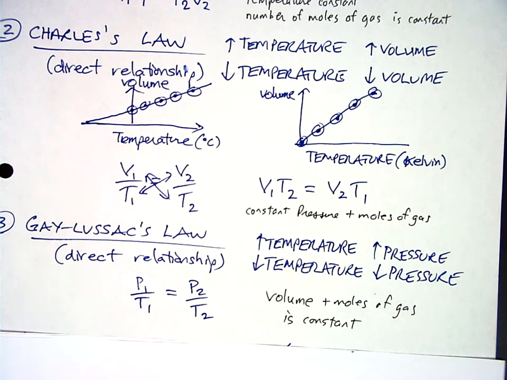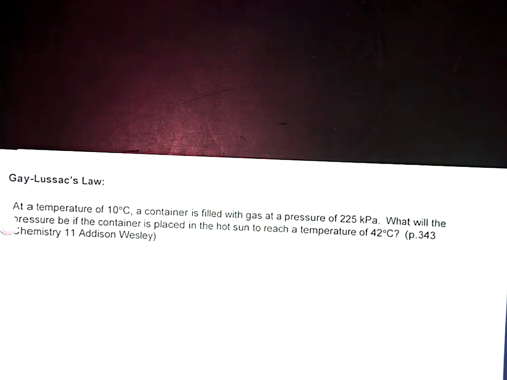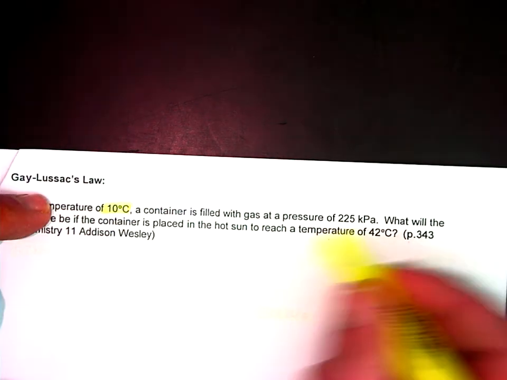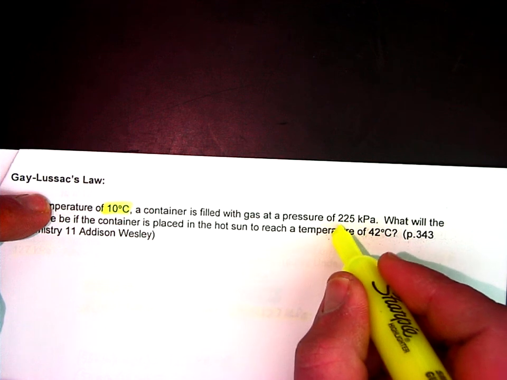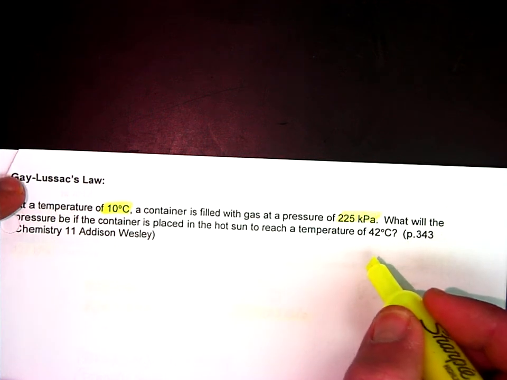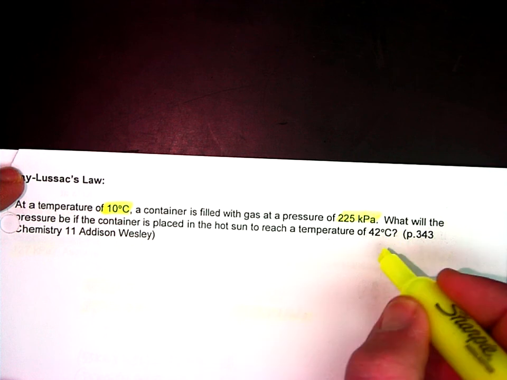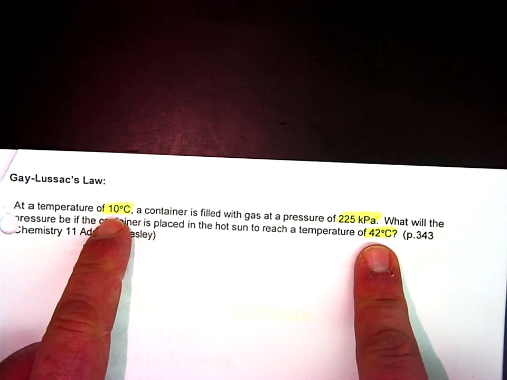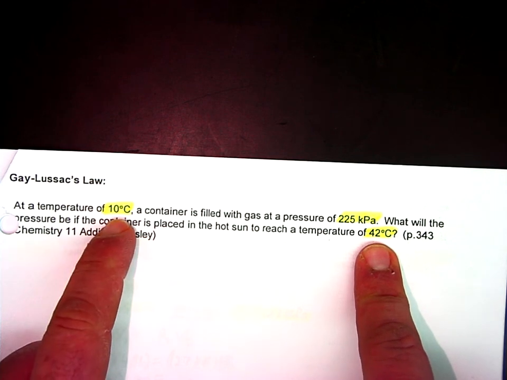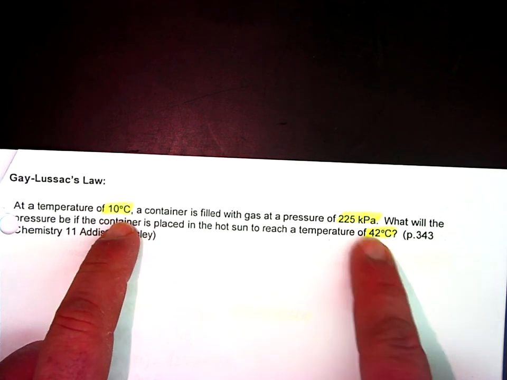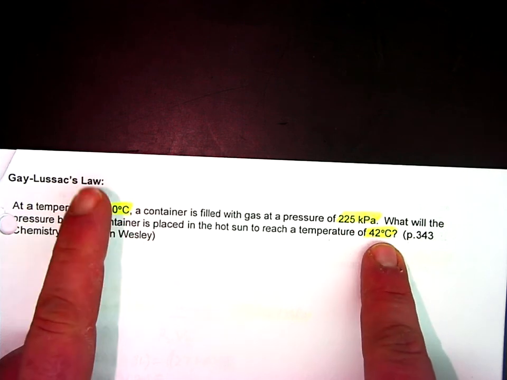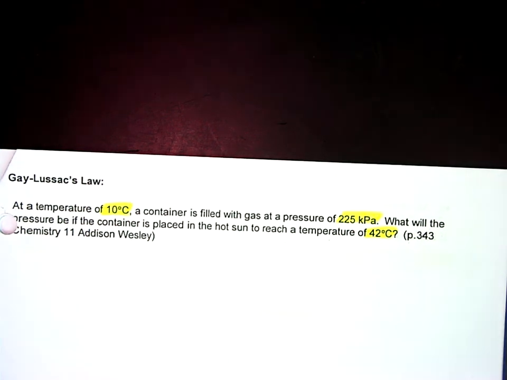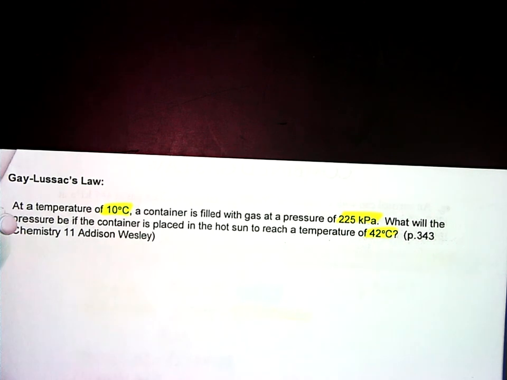Okay? So again, we're going to take a look at an example. So we have it here. Gay-Lussac's law. At a temperature of 10 degrees, the pressure is 225 kilopascals. What happens if the container reaches a temperature of 42? Now, the temperature in Celsius here has gone up by a factor of 4. If it was directly related by Celsius, that would mean the pressure goes up by a large amount. But it's based on the Kelvin values. So as a result, this pressure change won't be that huge. Okay, so just be aware of that.